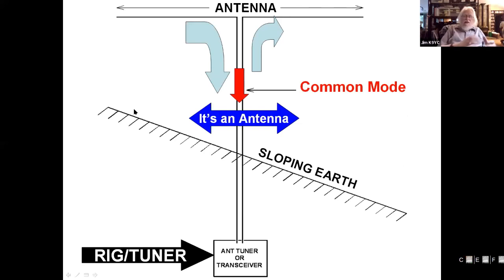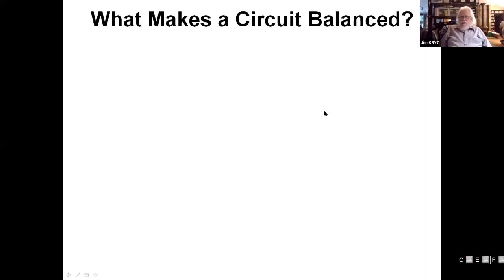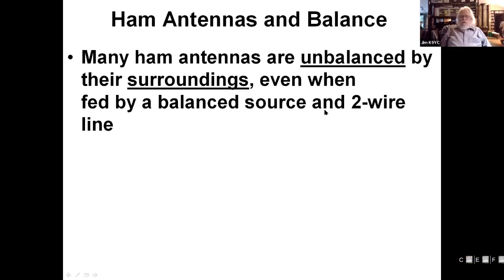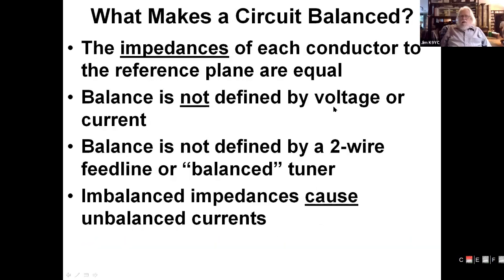There are lots of ways that antennas can be unbalanced. The earth can slope underneath them. The antenna can slope. We'll talk now about what makes a system unbalanced and or what makes it balanced.